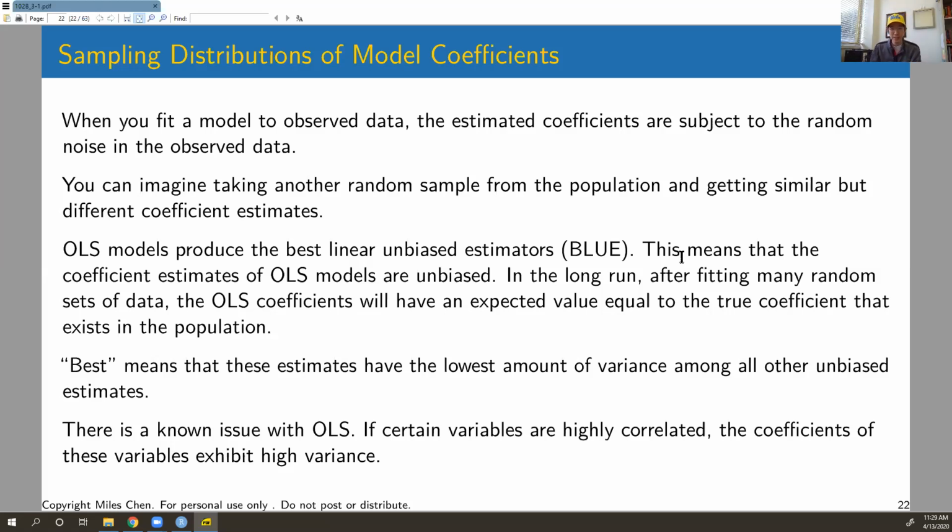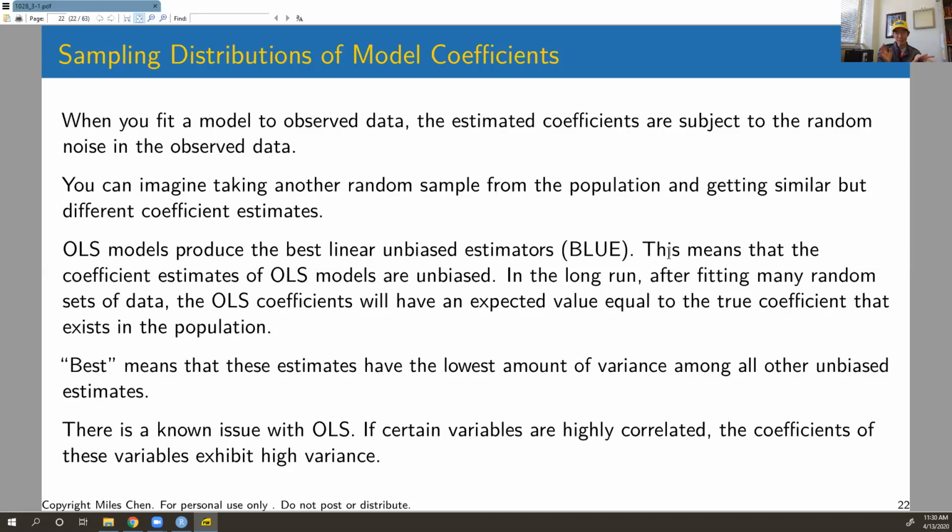Okay, and what this means is that the coefficient estimates of OLS are unbiased, right? Which means that in the long run, when you take different random samples and find the OLS coefficients, the average, the expected value of those OLS coefficients will tend towards the actual coefficient that might exist in the population, all right? And when we talk about best here, it means that you have the lowest amount of variance among all of the other unbiased estimates, right? This is the Gauss-Markov theorem or something like that.